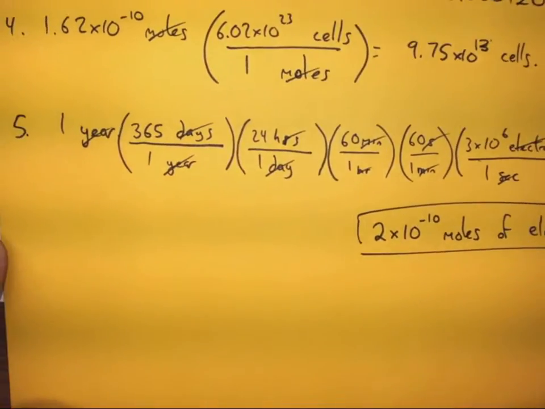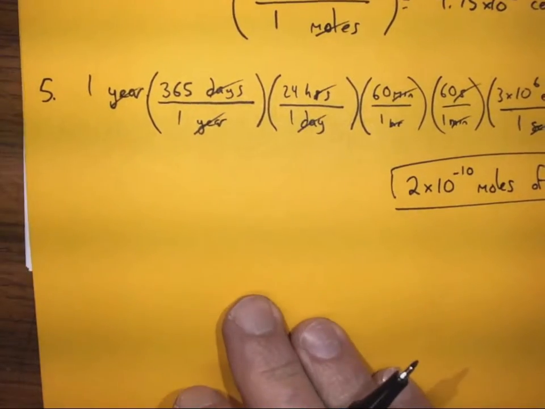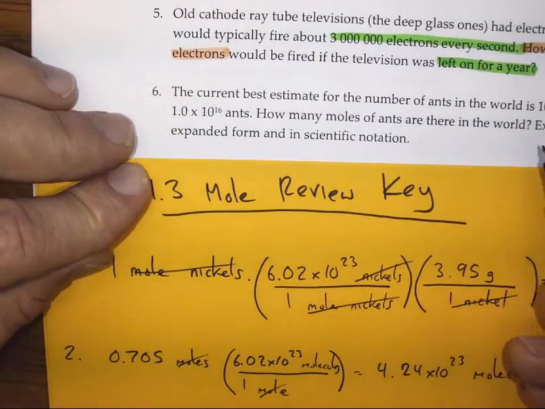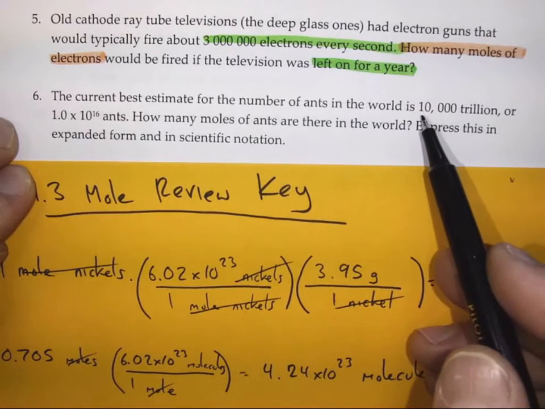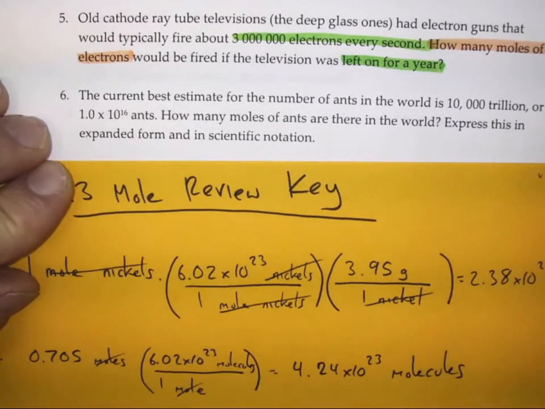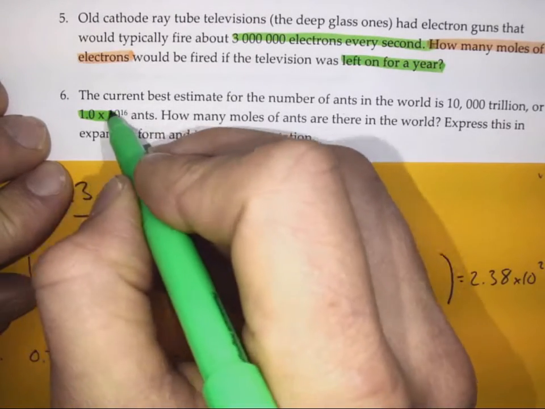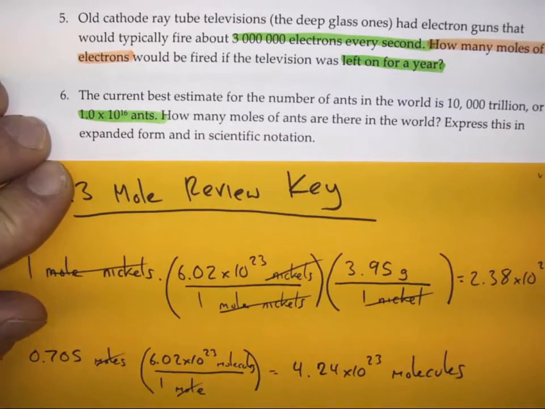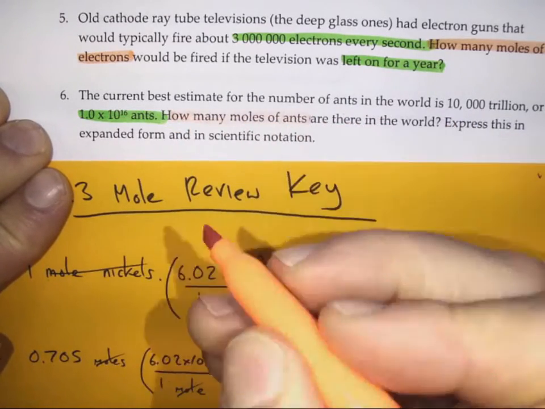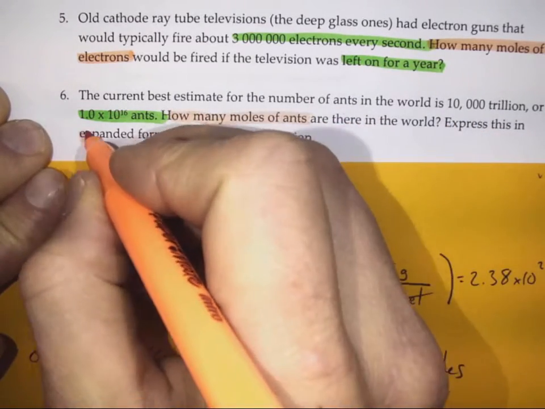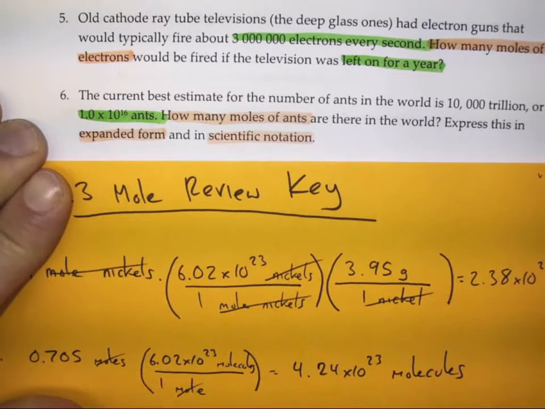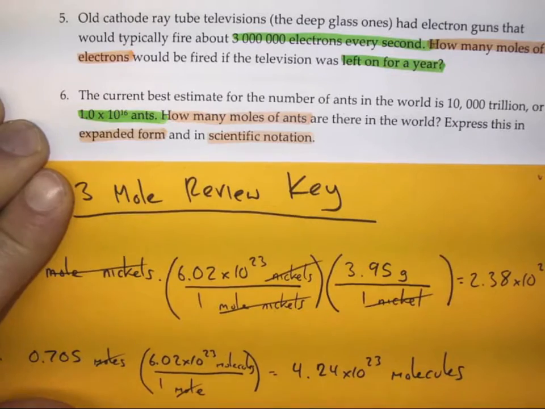All right, moving on. Question 6. Current best estimate for the number of ants in the world is 10,000 trillion, or 1 times 10 to the 16 ants. Those are given values. And the question is, how many moles of ants? And we're also required to express this in expanded form and scientific notation. So that's just a good thing to be able to do when we're tasked to.